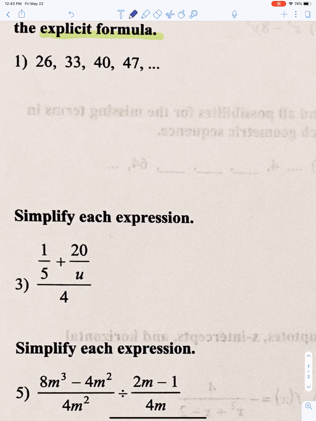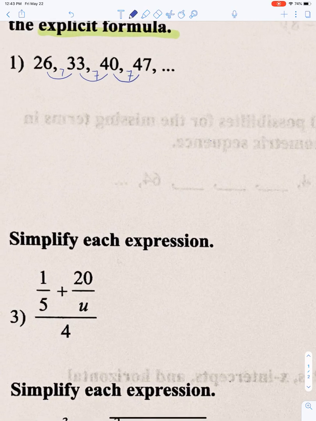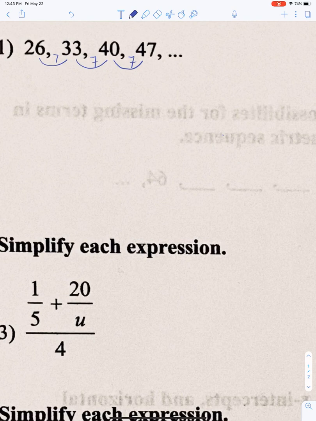Arithmetic means the difference is the same. Let's prove it. 26 to 33, the difference is 7. 33 to 40, the difference is 7. And 40 to 47, the difference is 7. Three of them is good enough for us to prove that this is an arithmetic sequence.